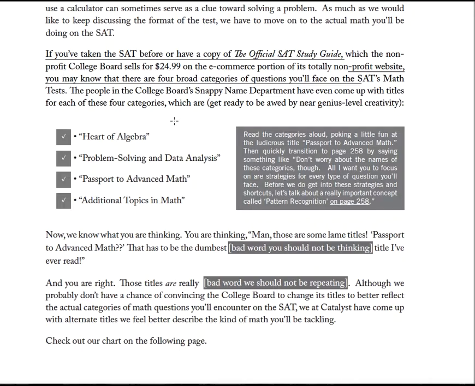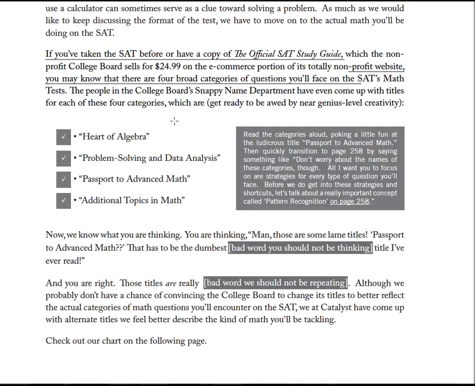What we're going to do today is very similar to what we did during the writing and language portion yesterday. I'm going to be giving you guys strategies and tips and shortcuts for cracking some of the most commonly tested types of questions that you're guaranteed to face on the SAT's math test, on both the no calculator permitted math test and on the calculator permitted math test.